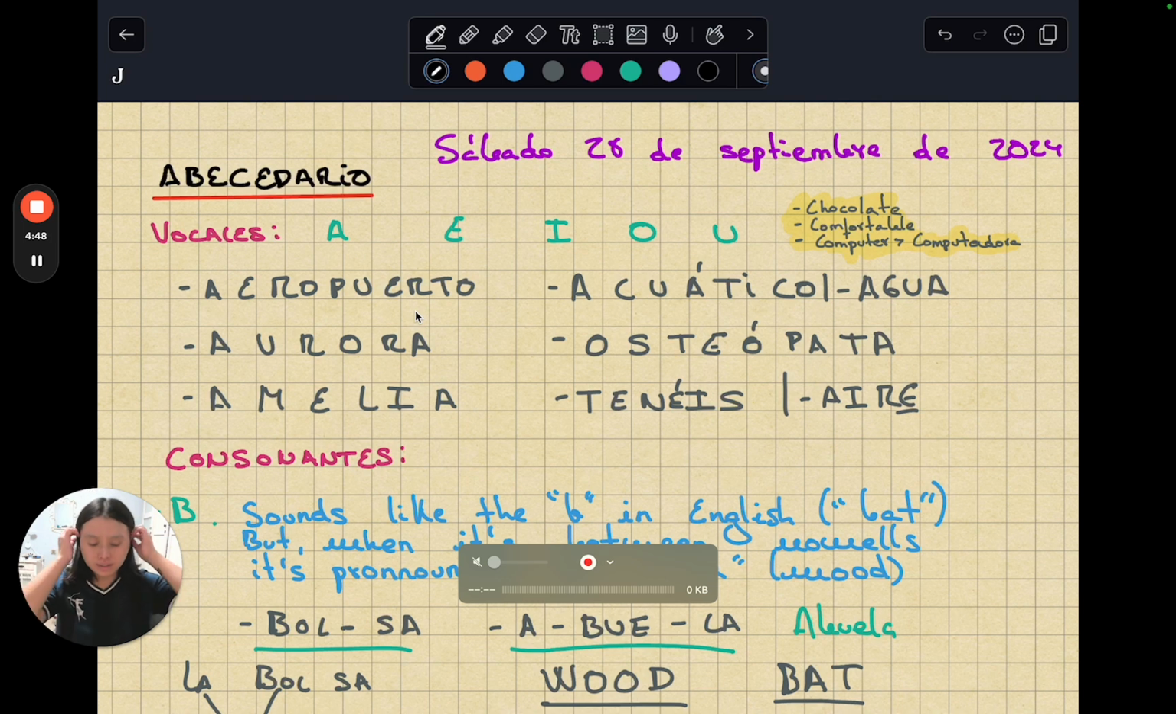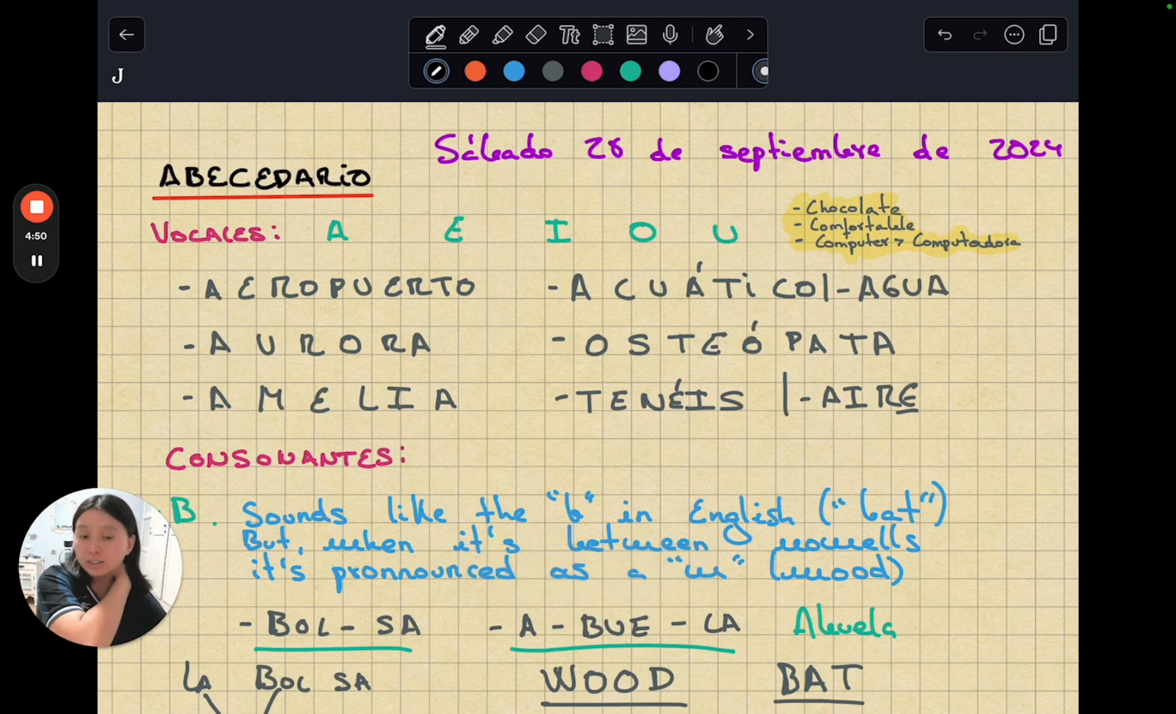I don't know if I said this in the beginning, but in Spanish, we have to pronounce every single letter. We have to pronounce every single syllable, and we have to be very aware of them, very mindful. Again, in English, you just read the word. In Spanish, you don't. In Spanish, you have to read letter by letter.